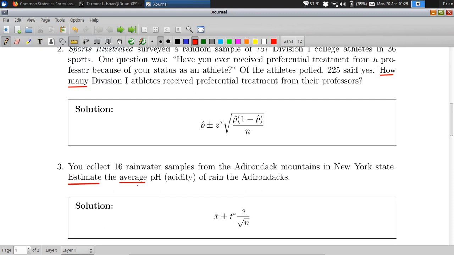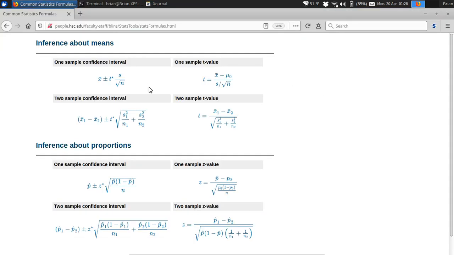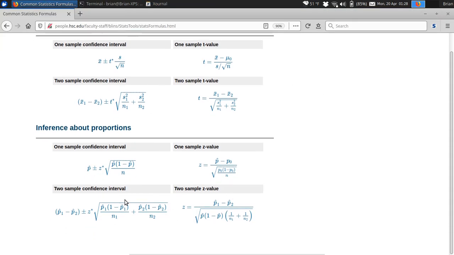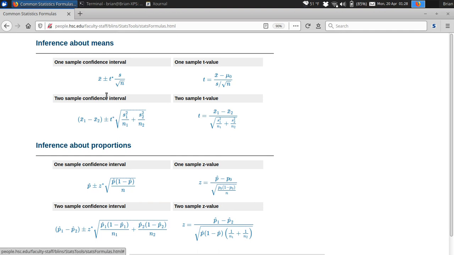Because it's talking about the average, going back to my formula sheet, I don't care about the proportions formulas right now. I care about the inference about the mean formulas. And because it's saying estimate, I'm not asking a yes or no question. I'm just saying how big or how much is the average. So I want a confidence interval. And then the only other thing left to decide is which of the two confidence intervals do I want.